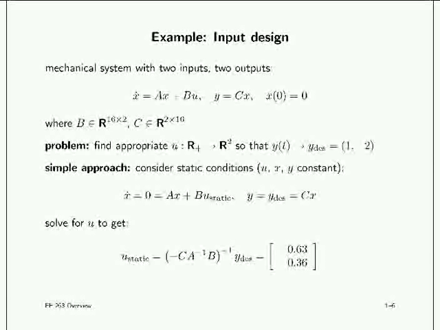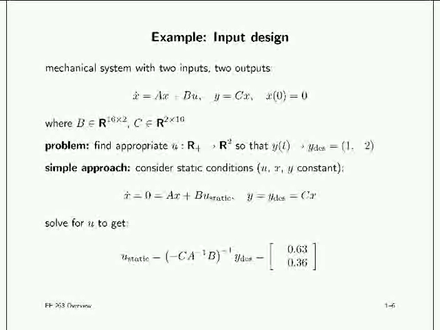I'm not going to go through the equations here, obviously, but we have a mechanical system with 8 degrees of freedom, and we have 2 inputs and 2 outputs. You think of it as a mechanical system, some kind of motion control system. And what you want to do is find an input that will move the output over to some desired value. That's this 1, minus 2 vector.